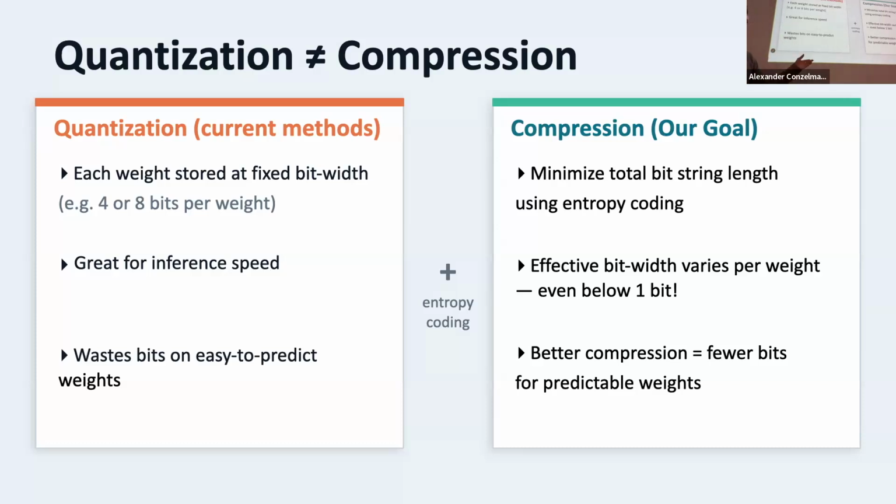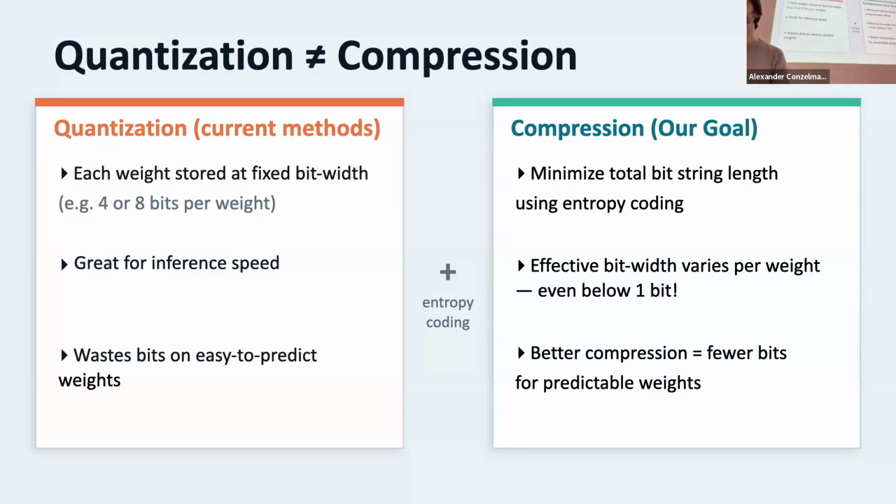And here compression can help. We can achieve this by adding entropy coding to quantization. Compression has as a goal to minimize the total bit string length, usually doing entropy coding. As a result, the effective bit width then varies per weight. You can even have an average bit width of 0.5 bits per weight, which is not achievable with normal quantization. And we can get better compression because we can use fewer bits for more predictable weights.